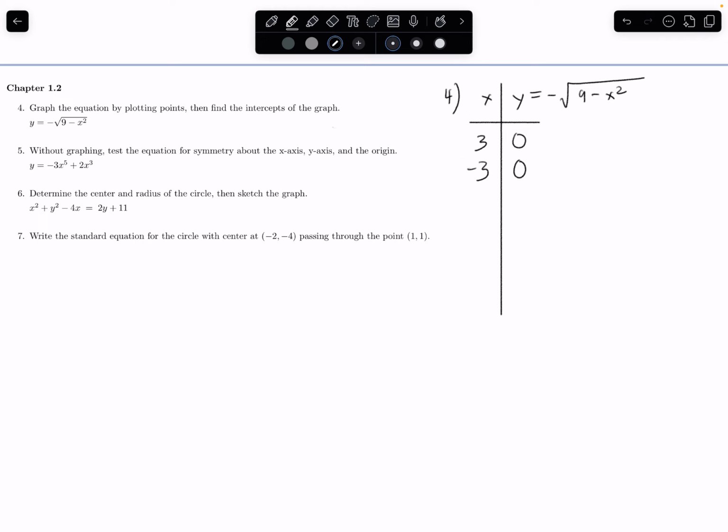The other easy point, usually I always look for 0 or 1 if those are easy. In this case, 0 would be a nice point. 1, not as much, because 9 minus 1 would be 8, and the square root of 8 is not a nice number. But 0 for sure, because if it's 0, 9 minus 0 is 9. The square root of 9 is 3, and then the negative of that would be negative 3. So plug in 0, and I got negative 3. So I got those 3 points. Let's plot them on a graph, see what happens.